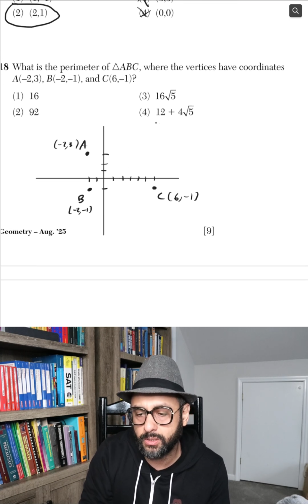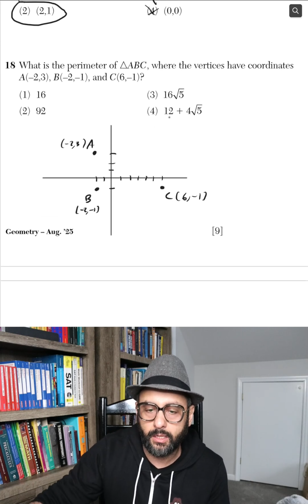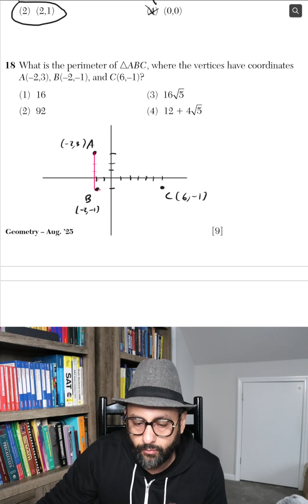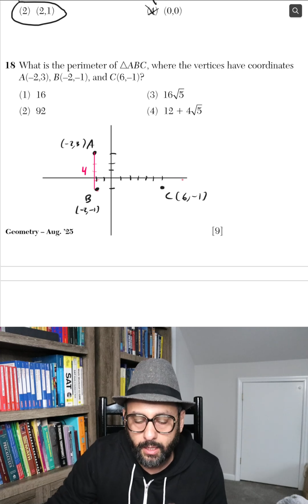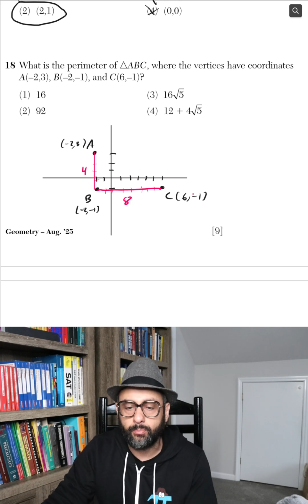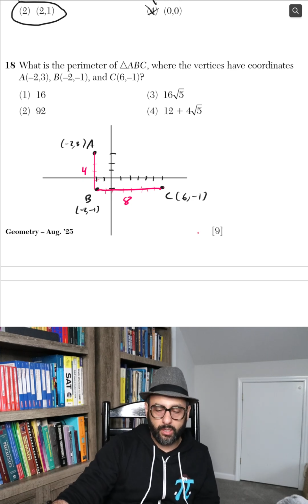And so how do I do this? Suppose I struggle with some of my formulas. There is something to notice: A and B are above each other, so I can actually get the length of AB by just counting 1, 2, 3, 4. So this length is 4. And I could get this length because B and C have the same y coordinate, 1, 2, 3, 4, 5, 6, 7, 8. So this length is 8, so the perimeter of triangle ABC is got to be greater than 12.